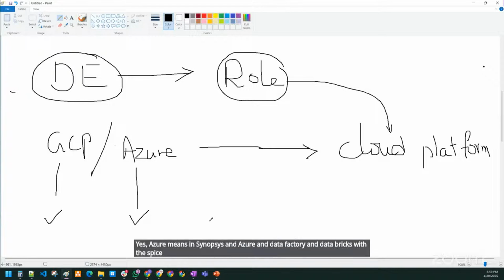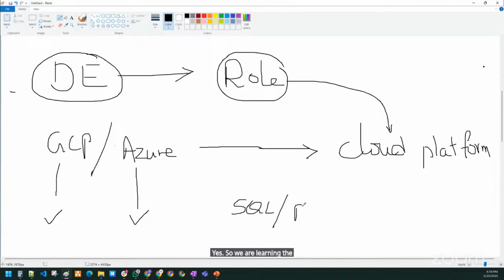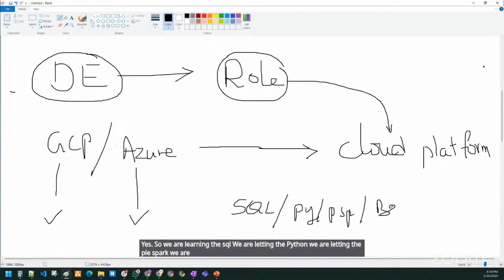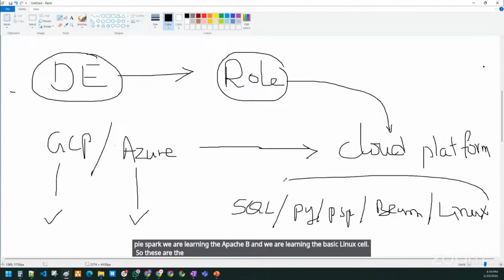Which language is provided in scripting? We are learning SQL, Python, PySpark, Apache Beam, and basic Linux also. These are the languages that we are focusing on.